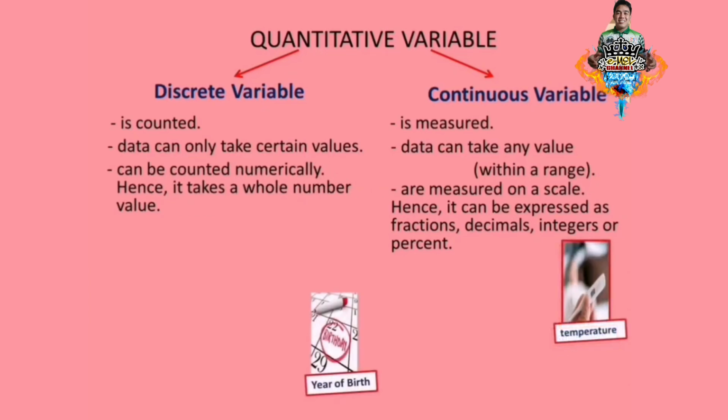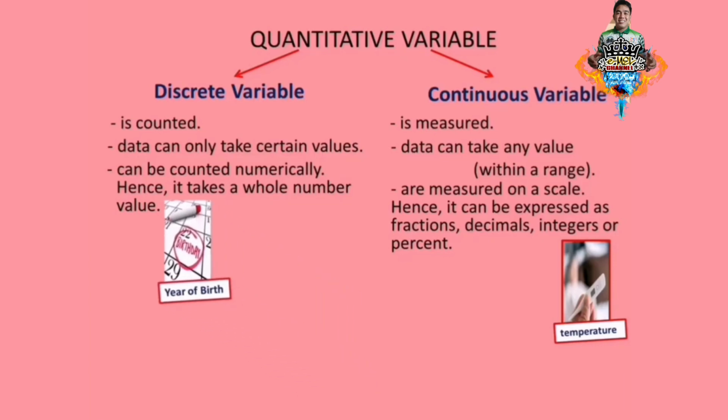So let us have another example, year of birth. When we say year of birth, it talks about the 1990s, 2000s, 2010s, and so on. If you were born in 1980 and below, you belong to Generation X. But if you were born from 1980 above to, let's say, 1996, you belong with the millennials. And if above 1996, you belong to Generation Z. Meaning to say, if you are born in that year, it should be exact, meaning it belongs to discrete variable.